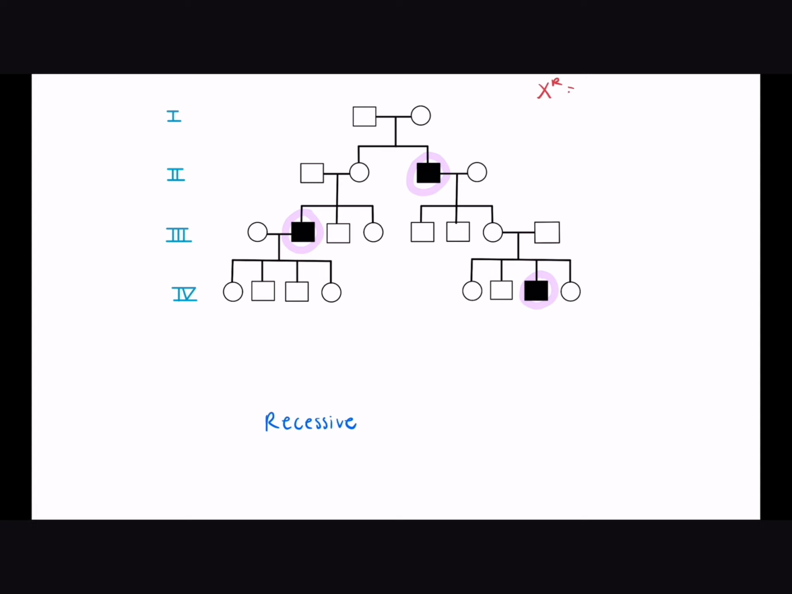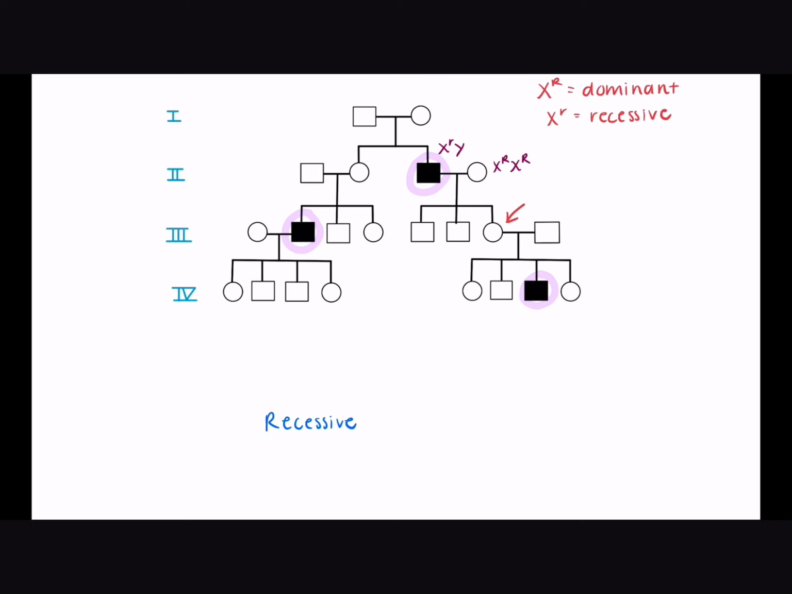Let's assign X with capital R as dominant and X with lowercase r as recessive X-linked alleles. Now looking at individual 3-7, we see that she has an affected father. If the trait is truly X-linked recessive, this means that she will be a carrier of the affected allele and pass the trait on to half of her sons. Individual 2-3 would have the genotype of X with lowercase r and Y as he is affected. As we can also assume that the trait we are tracking is rare, individual 2-4 can be assumed to have a dominant genotype of X with capital R and X with capital R.